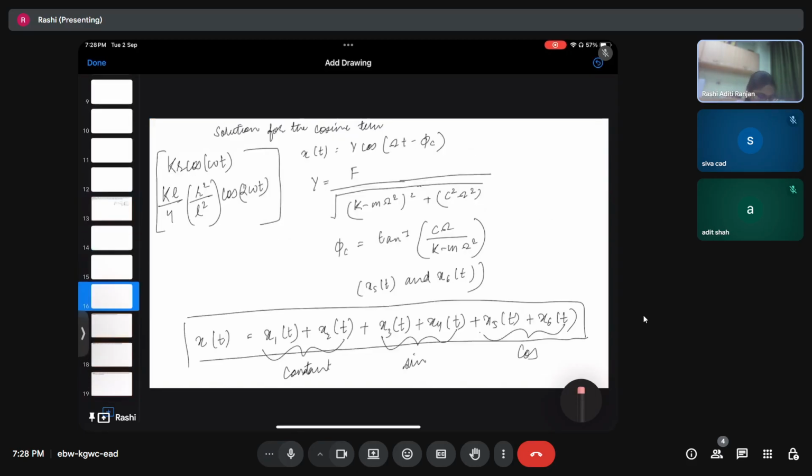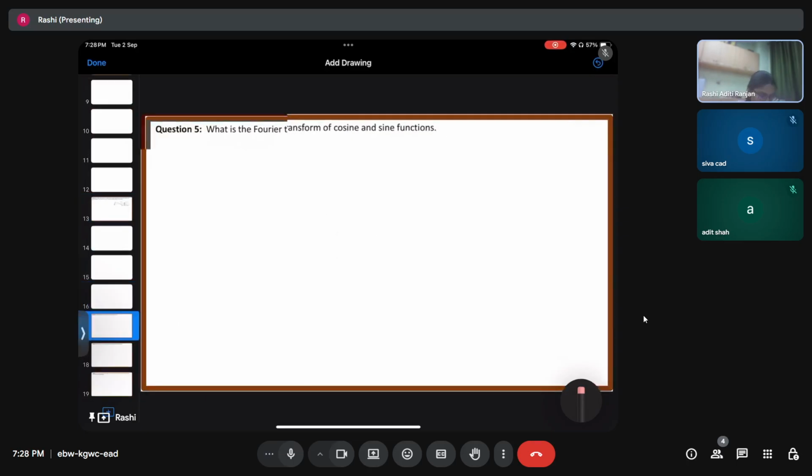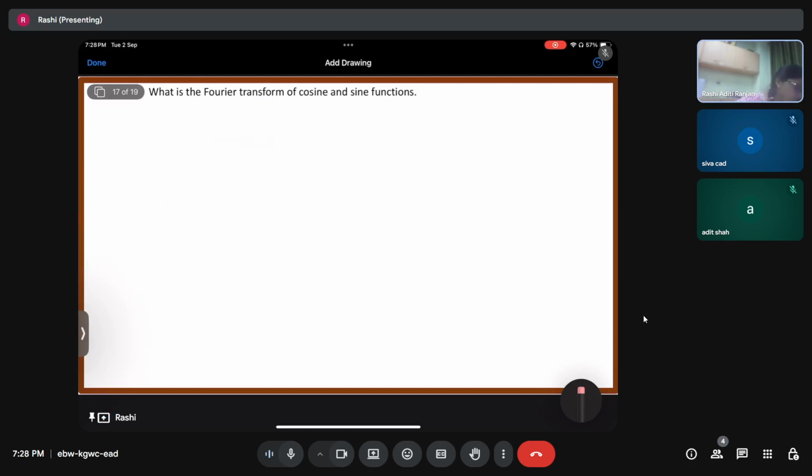Now we'll get into the next question, which is about the Fourier transform itself. By Fourier transform, what we are trying to do is find out that if we have a function in the time domain, what are we going to get in the frequency domain? Because we don't know how the system is going to behave, right?